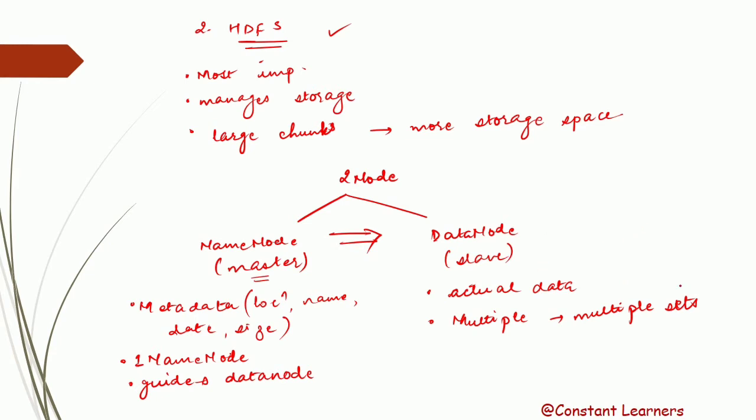So data node stores the actual data. There are multiple data nodes in one architecture system, and these multiple data nodes can store multiple sets of data, and thus the storage capacity of the architecture also increases. Thus a Hadoop cluster can store huge amounts of data because of the multiple data nodes available in the HDFS. So that was all about HDFS. I hope that was clear.